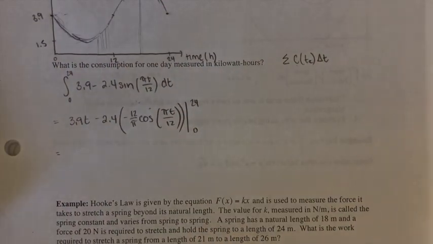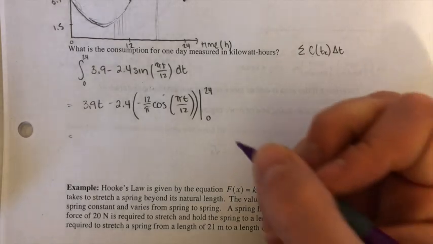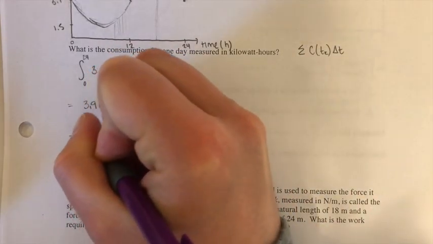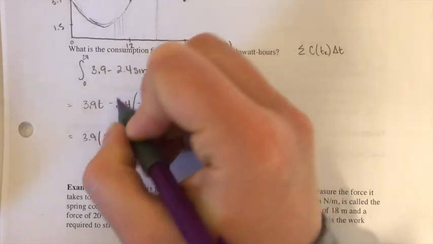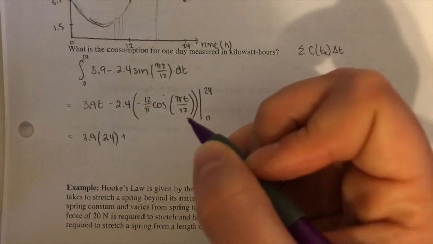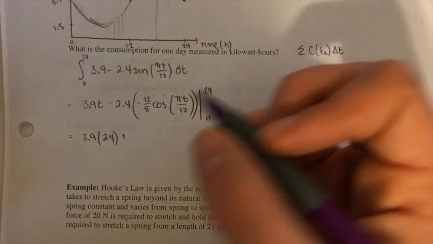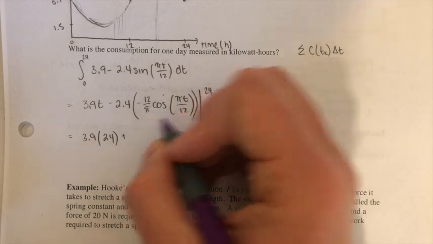Okay, so when we simplify this thing, we're going to have 3.9 times 24. And then this is going to turn into a plus, right? Plus, and this whole thing is going to get multiplied. So 2.4 times 12 divided by pi.